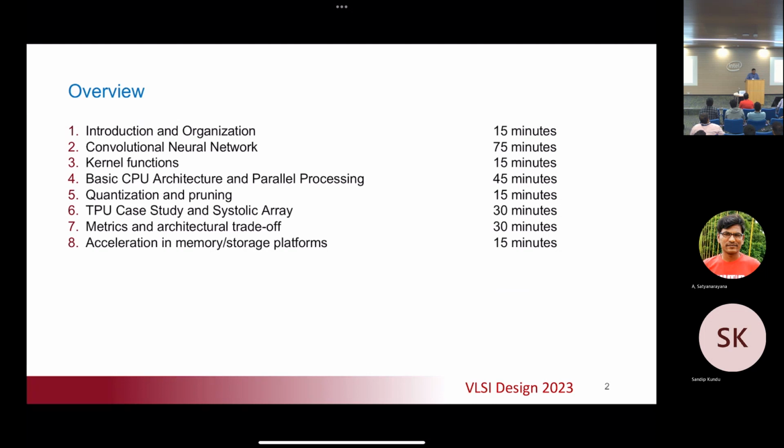I will then talk about basic CPU architecture and parallel processing. It's still a core acceleration technique, even though it sounds like something people have been doing for ages. And yes, people have been doing it for ages, but it's still very important to get that done because that's your first line of opportunity in accelerating ML. Then we will look at the specific hardware components. I will look at the Google TPU as a case study of how they made the design choices in the design of the TPU chip. And then we'll talk about metrics and architectural trade-offs.